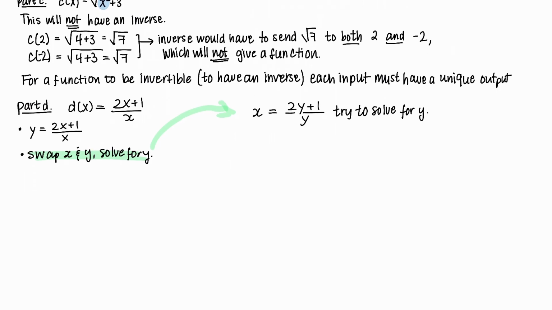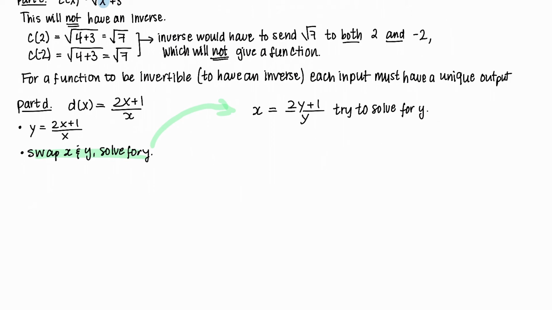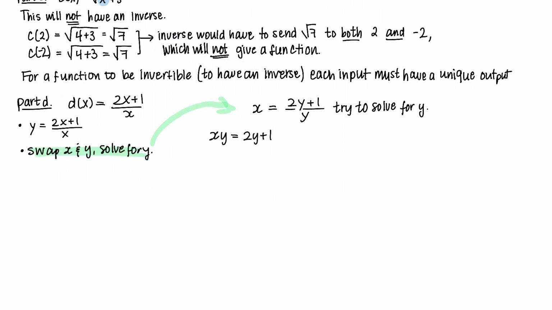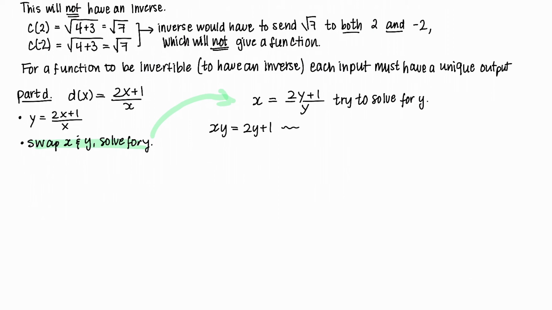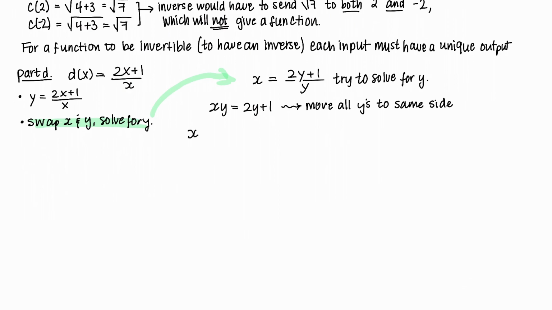The only thing I can see to do right now is to multiply both sides by y. That'll get y out of the denominator on the right side. So we get x times y is equal to 2y plus 1. Okay, so now I've got y's on both sides of the equation. What I'm going to do is move all of the y's to the same side. So by that I mean I'm going to subtract 2y from both sides to get xy minus 2y equals 1.